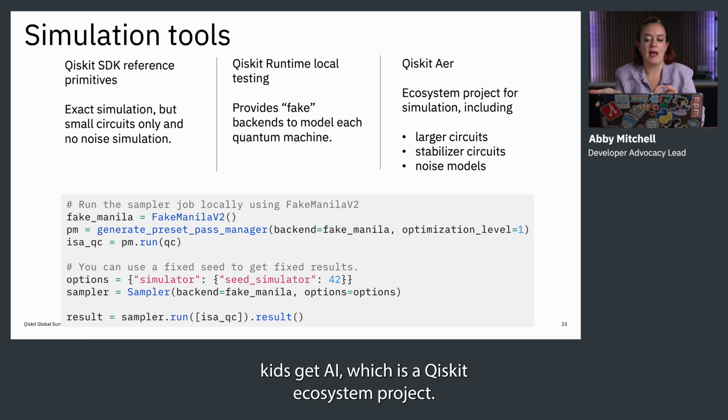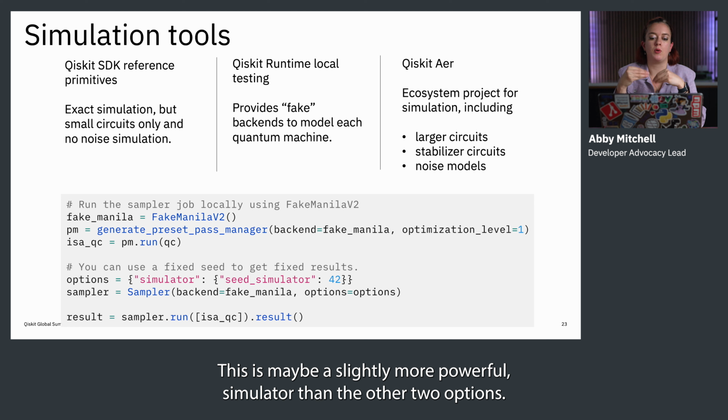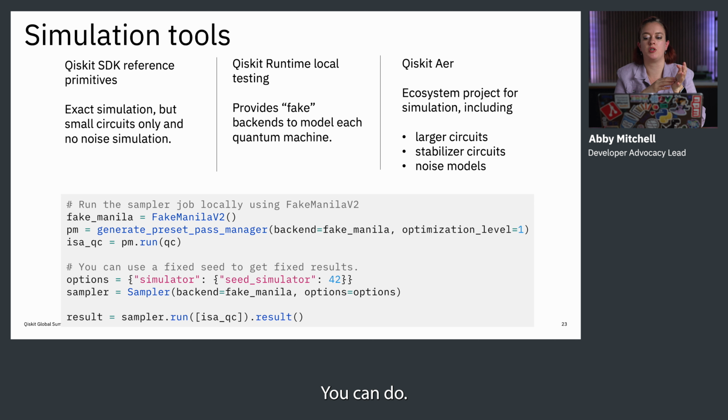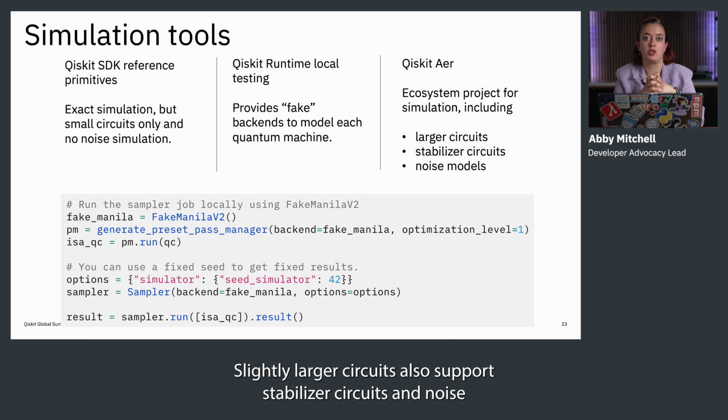Lastly, we have Qiskit Aer, which is a Qiskit ecosystem project. This is maybe a slightly more powerful simulator than the other two options. You can do slightly larger circuits. It also supports stabilizer circuits and noise models as well.